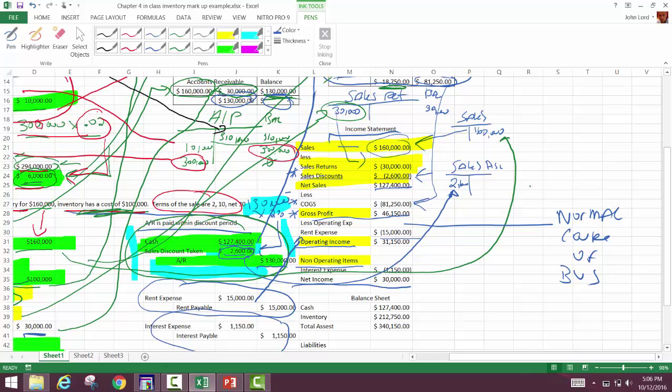So what happens? You don't have a business if you don't pay your rent, right? You've got to pay your rent. Nothing's going on, the rent always goes on. That's a normal course of business item, right?